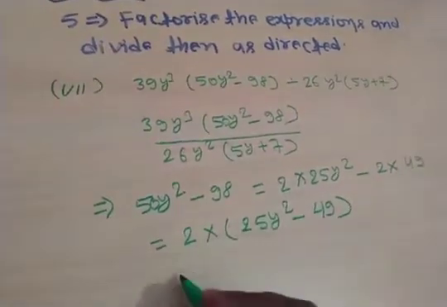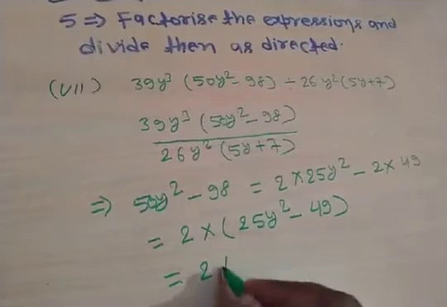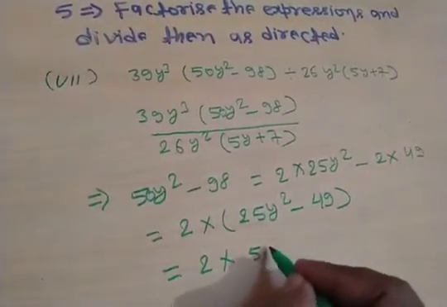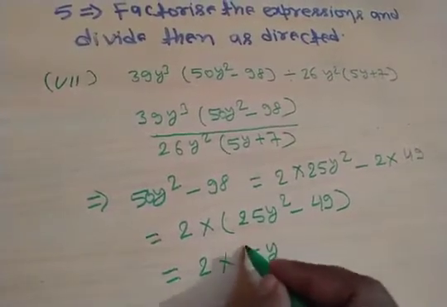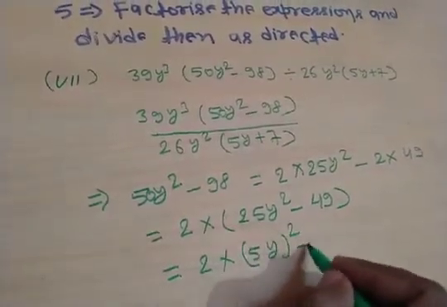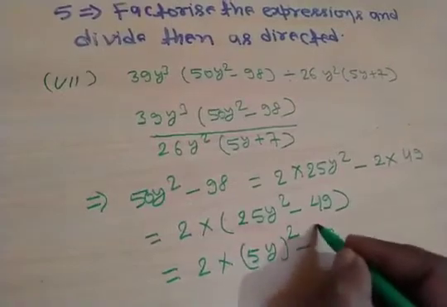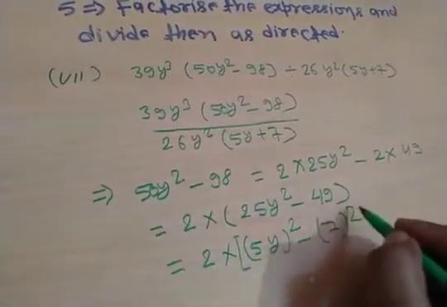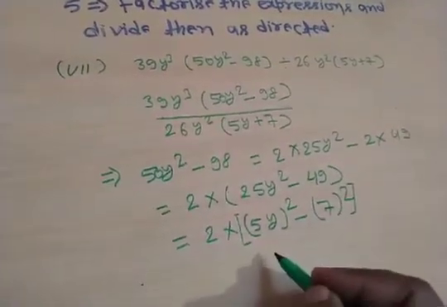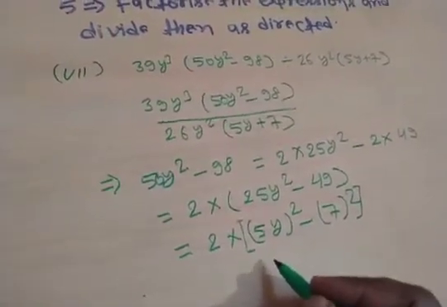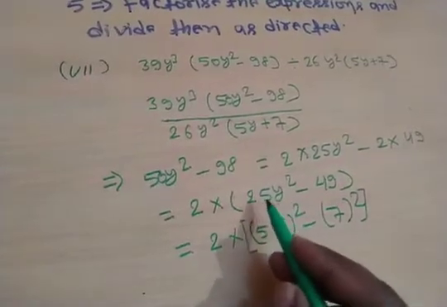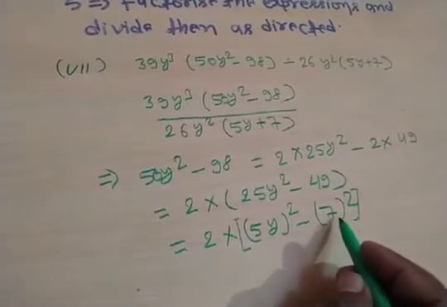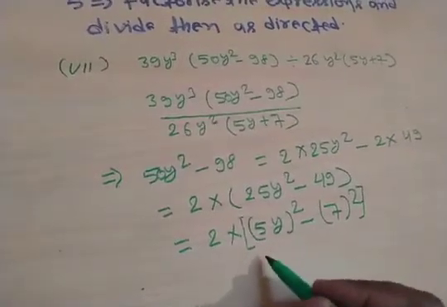Okay, so this is equal to 2 into, you can write it, (5y) whole square minus whole square of 7. Okay, clear? So what you can see here, you can write 5 square is 25, 7 square is 49. Okay, so what you can see here.